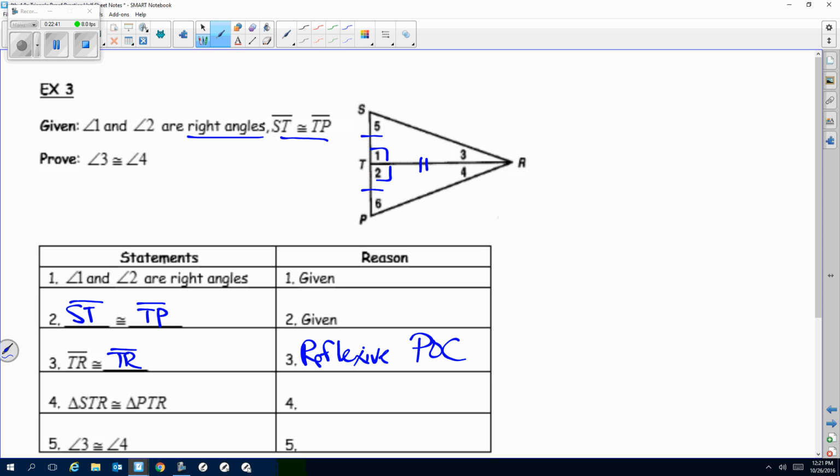And then now I can prove that the triangles are congruent by side angle side, not hypotenuse leg. In order for it to be hypotenuse leg, I would need the hypotenuse marked. This is your hypotenuse, and it's not marked, so I can't use that. I can use side angle side. And then our last statement, now that I know the triangles are congruent, CPCTC.